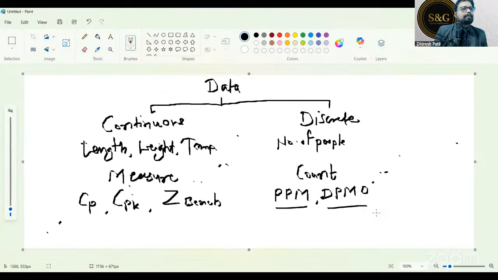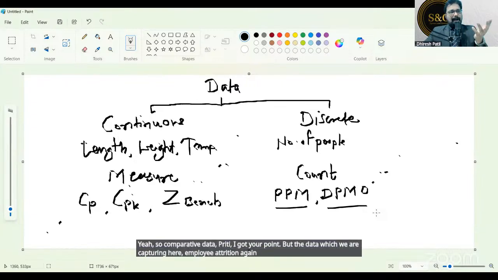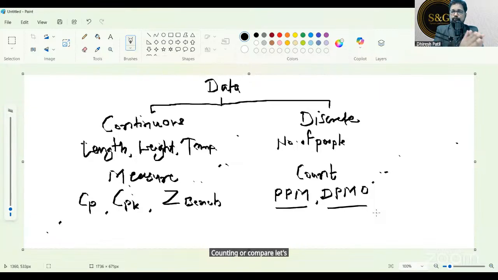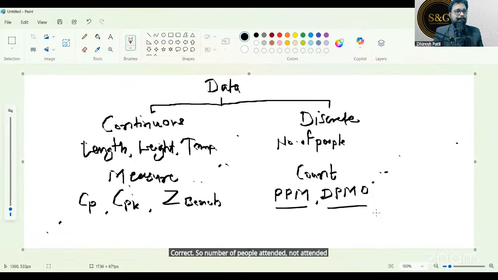Two sets of periods or employee participation in training sessions. Yeah, so comparative data, Preeti, I got your point. But the data we are capturing here, employee attrition and participation in the training session, is again attendance kind of data. And both we are just counting or comparing. Let's say there are 50 employees, out of which 40 people attended, 10 people were absent, right? That kind of data is again discrete data only. So the number of people attended, not attended, it's discrete data.